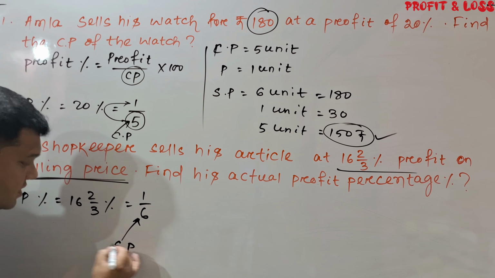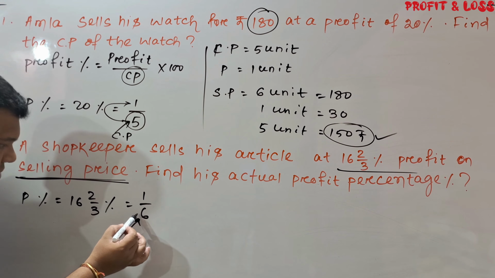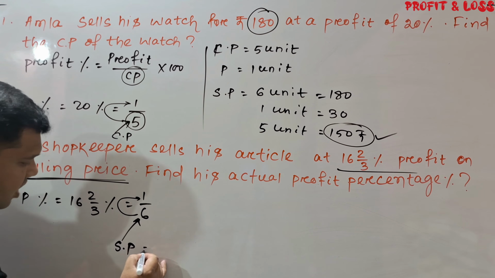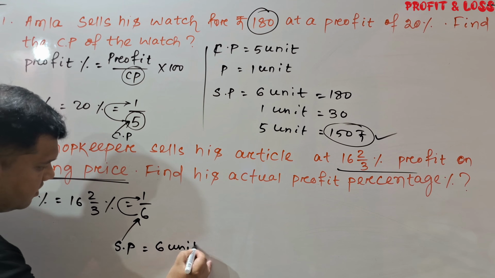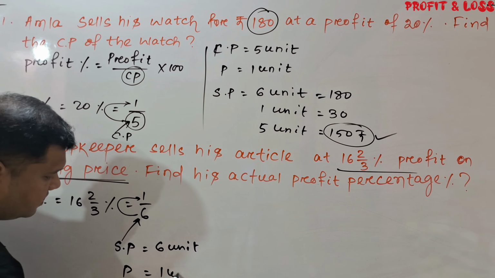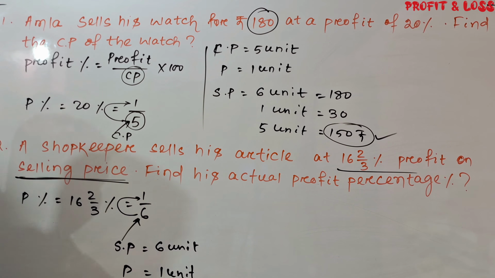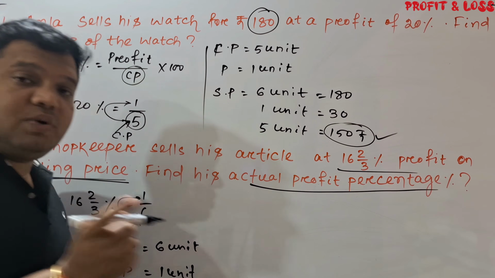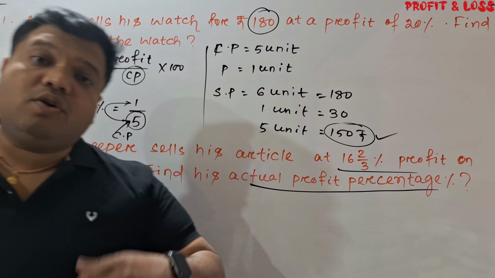So this is your SP. And profit is how much? 6 plus 1 is 7? No: SP is 6 unit, I can say, and profit is equal to 1 unit. Now the question is: find the actual profit percentage. Actual profit percentage is calculated on cost price.